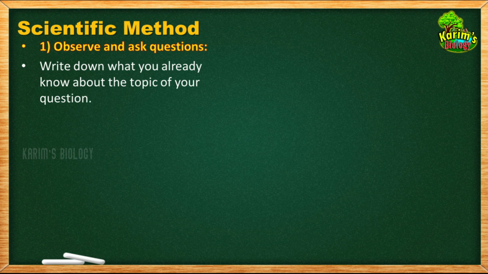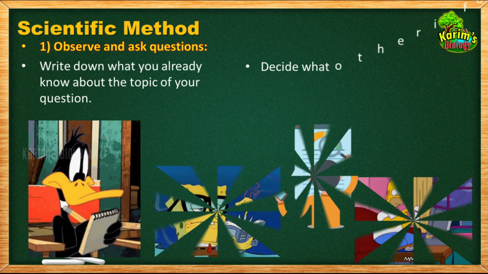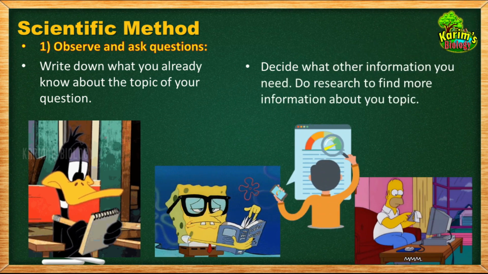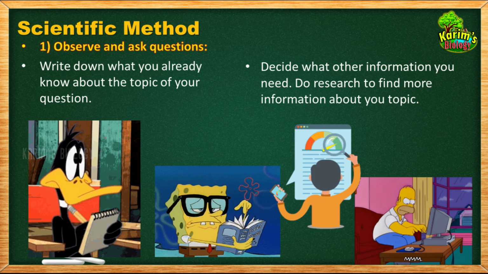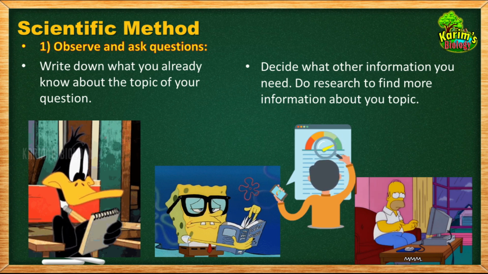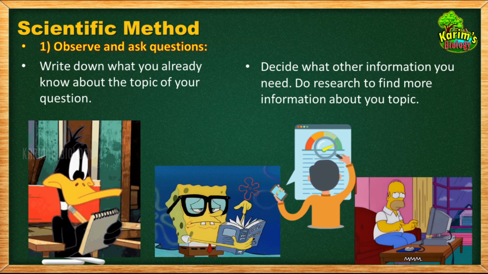Now what you must do after identifying the question is write down what you already know about the topic of your question. For example, in this case, Ramu knew that the bulb glows because of the filament, and the bulb glows with the help of electricity. The bulb glows because from the switchboard the electricity is supplied to the bulb with the help of wire, and there is also a fuse in the switchboard. There is also a switch to switch on and switch off the bulb, right? So this is the information Ramu already knew.